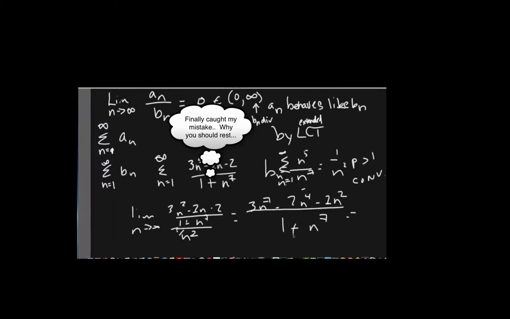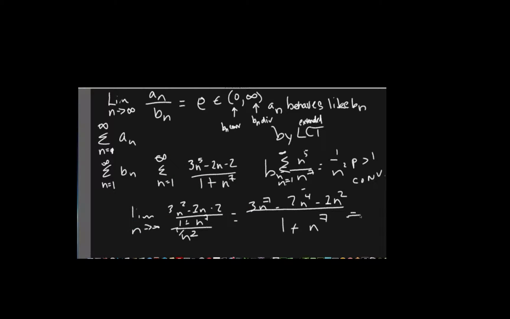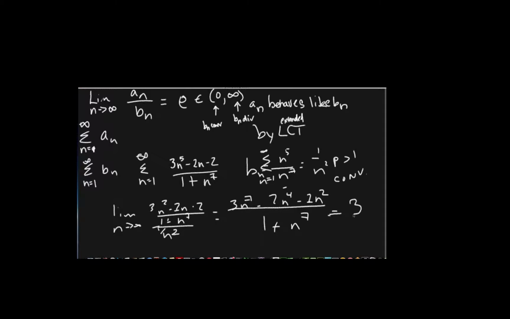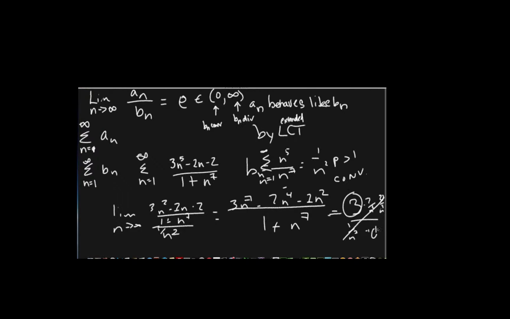So then at that point, you could do L'Hopital a few times, or you could just factor out the n to the 7th, and you'd end up with 3 minus 2 over n cubed minus 2 over n to the 5th, all over 1 over n to the 7th plus 1. And then all of these go to 0, leaving you with 3 over 1, which tells you that 3 over 1 is an element of 0 to infinity, right? You understand what I'm saying there?